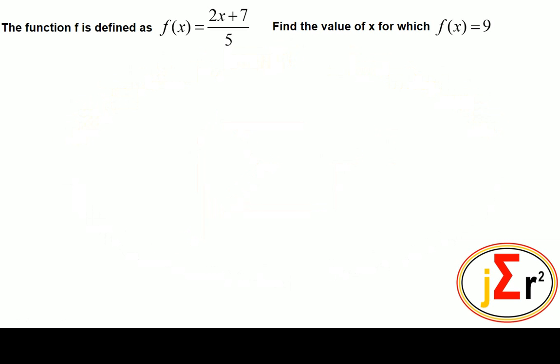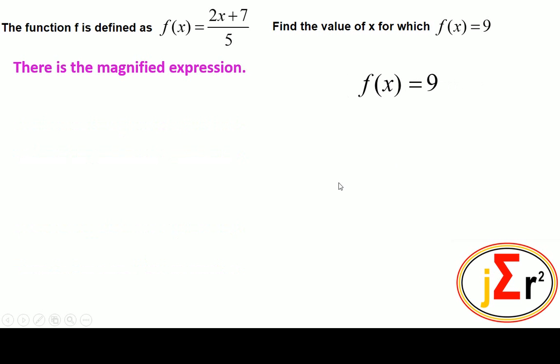The function f is defined as f of x is equal to 2x plus 7 all over 5. Find the value of x for which f of x is equal to 9. Let us magnify this expression.